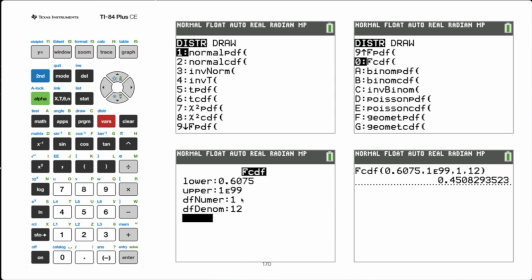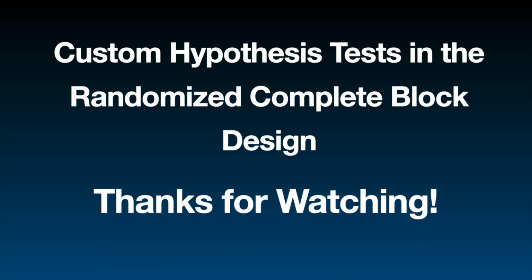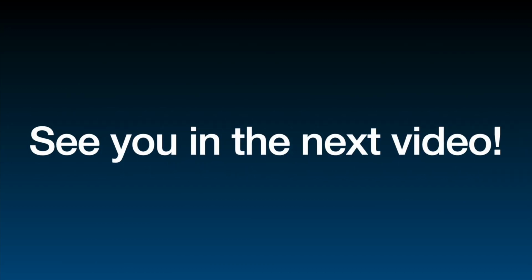We've got 1 numerator degree of freedom and 12 denominator degrees of freedom. And so when we paste that into the calculator screen and then press enter to run that command, we get the p-value for the test of 0.4508, all right, which is what we got. Okay, so that is the end of that example and the end of this section of the notes. And we will continue with the next section in the next lecture video.